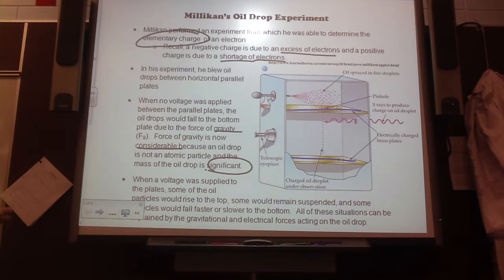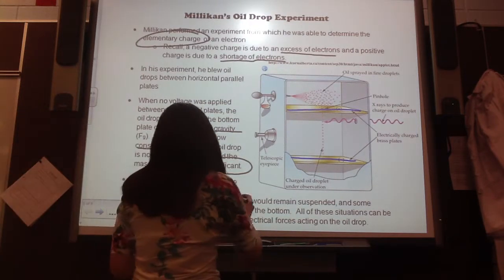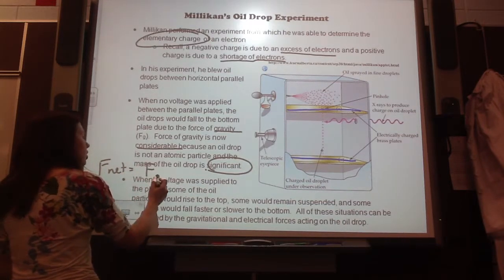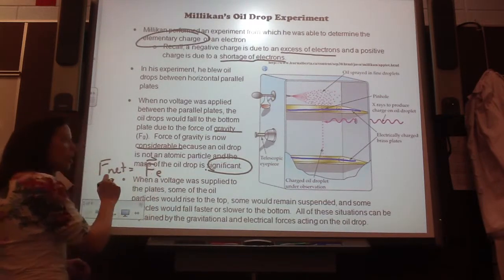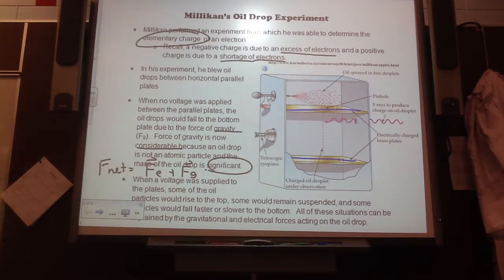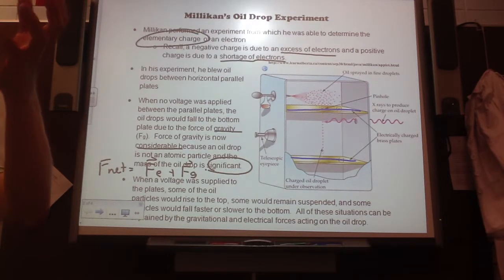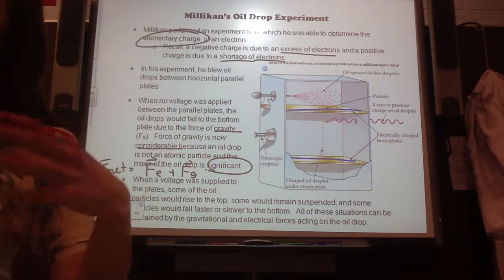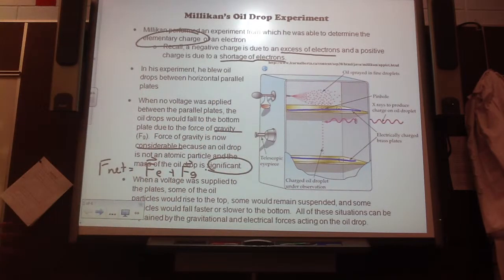So that means when you're finding Fnet, the net force, you need to look at Fe, the electrical force, plus Fg. Depending on which way the oil drop is going and which way is down, Fg might be negative and Fe might be negative, okay? But we'll work through that together, and we'll go through this in our examples.